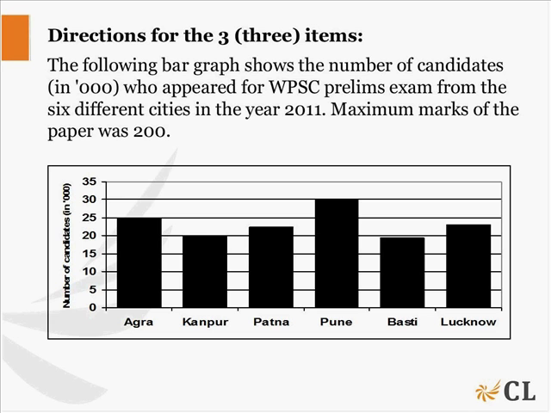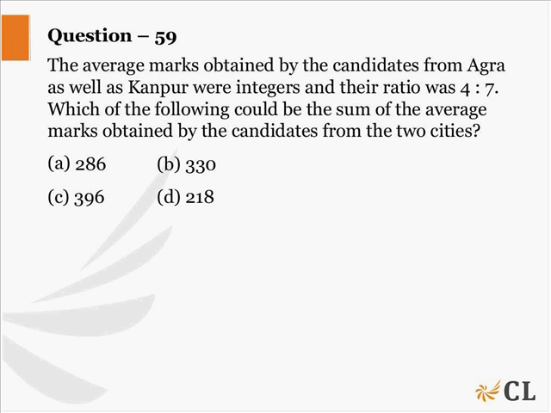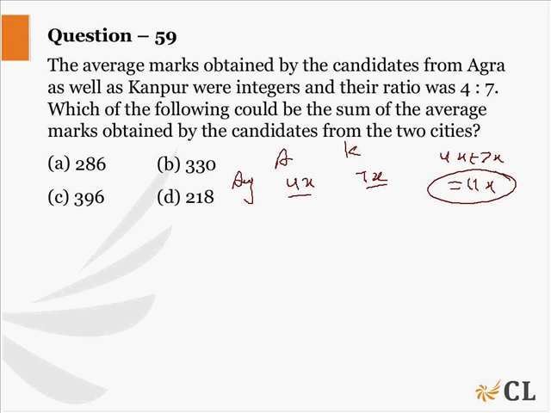Okay, WPSC prelims exams, 6 different cities, 2011. Maximum marks are 200. Okay. Now, what it is saying here is, in the first question, average marks obtained by Agra and Kanpur are integers. Agra and Kanpur, average marks are integers, are in the ratio 4:7. So I can assume the average is 4x and 7x. Average marks, right? Which of the following could be the sum of average marks obtained by the candidates from these 2 cities? That means he's asking for 4x plus 7x, which is nothing but 11x. इन्हीं दोनों का सम पूछ रहा है वो.